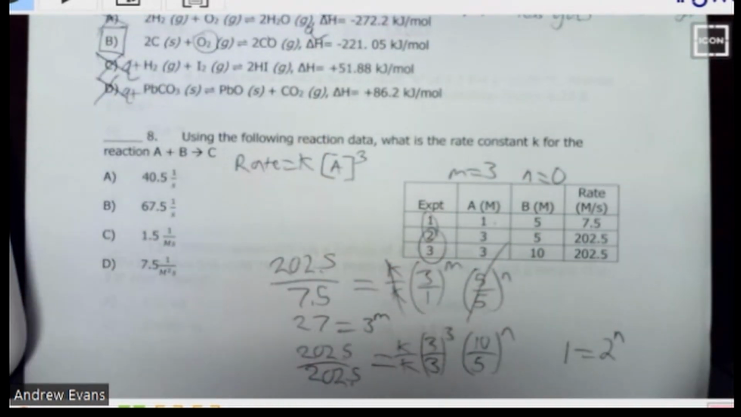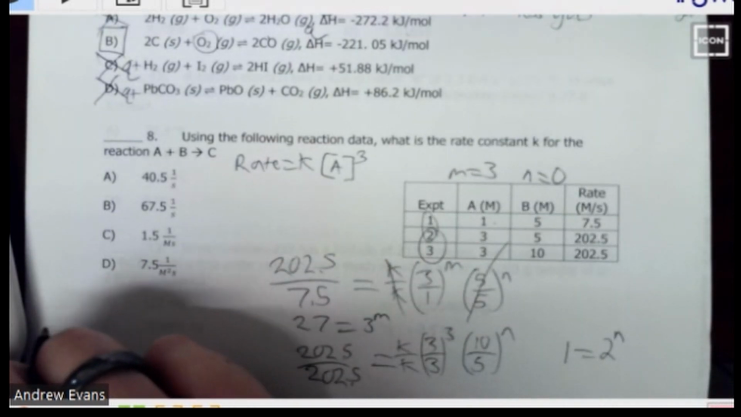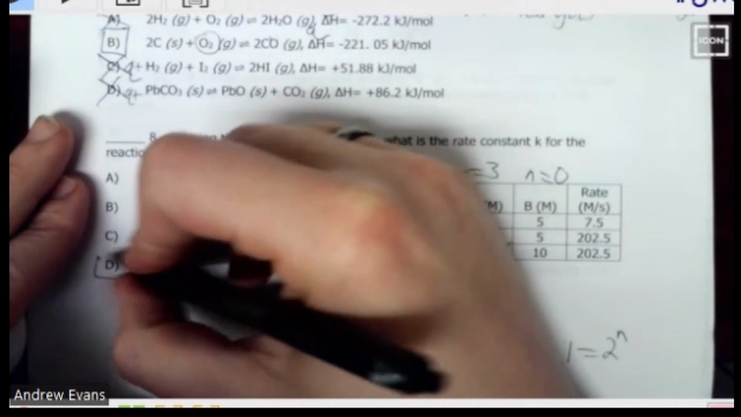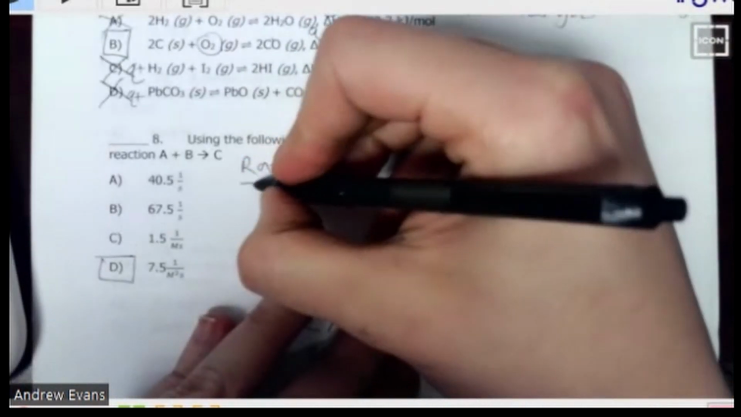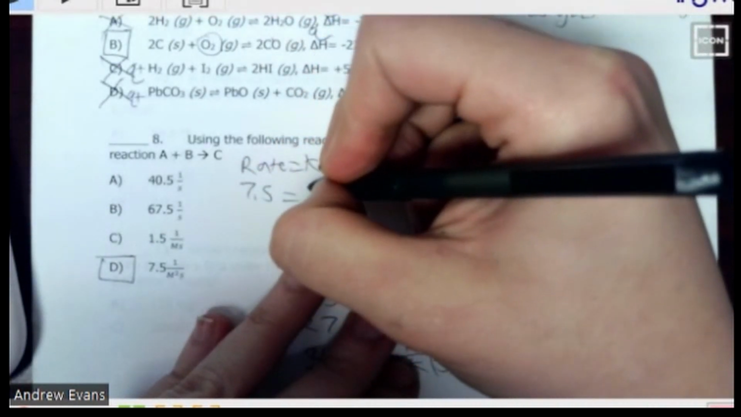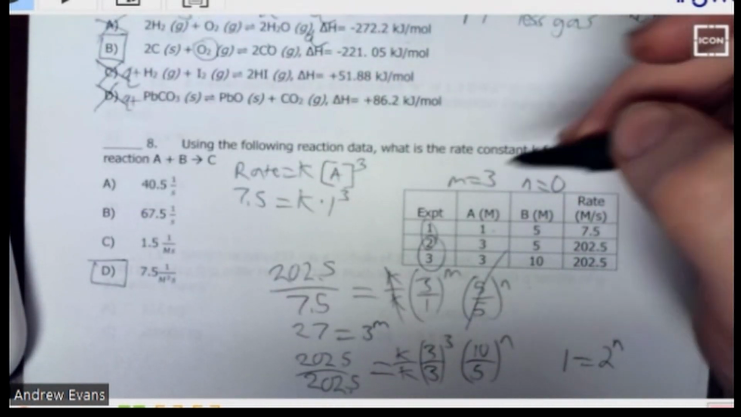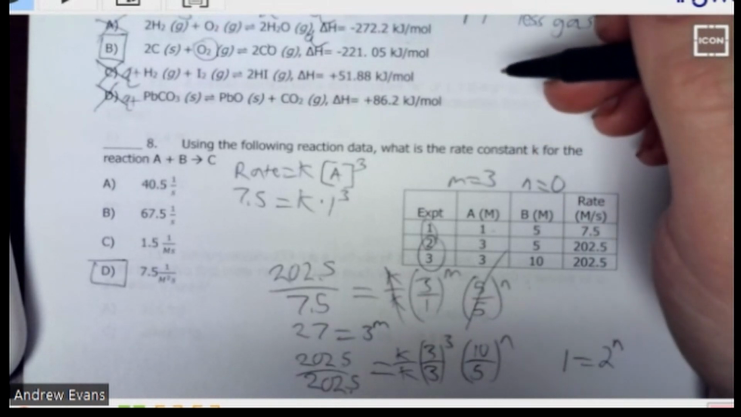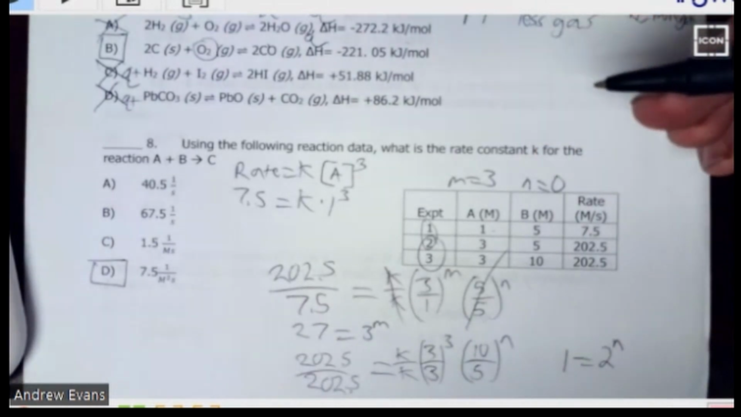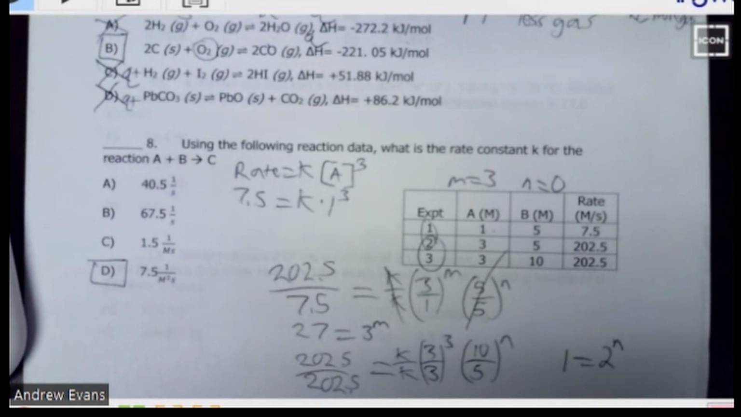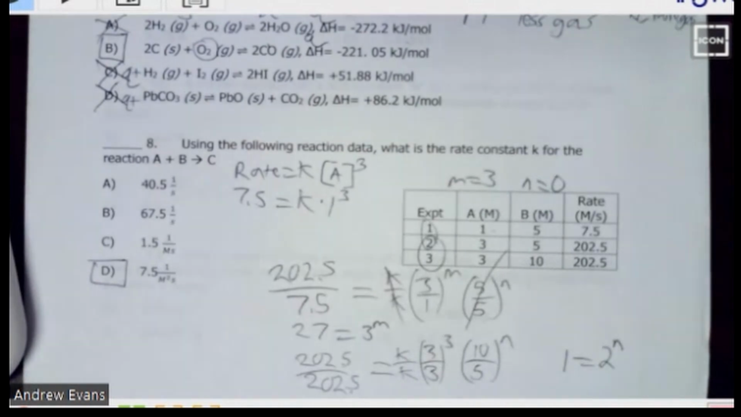So pick any reaction, D let's say, the first one's easiest. 7.5 equals k times 1 cubed. 1 cubed is 1. But if I did 202.5 times 3 cubed, you get 27, and 202.5 divided by 27, you get 7.5. Answer is only D.